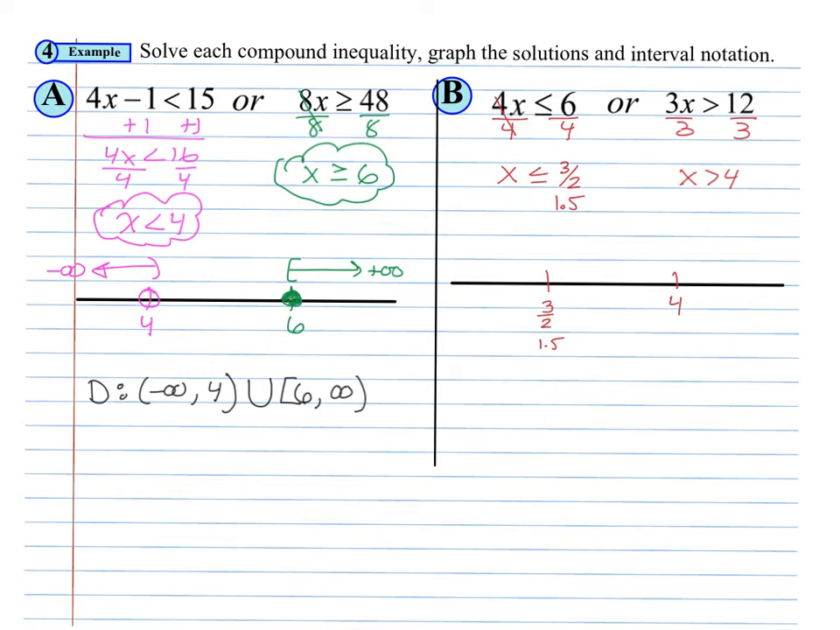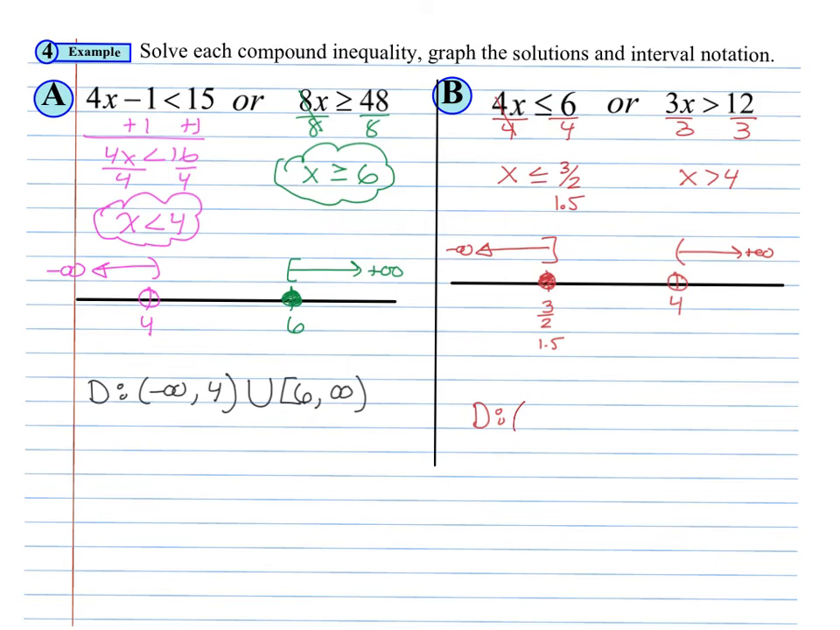1.5 has an equal, so that means it's going to be a filled-in circle. 4 has no equal, so open circle. x is less than 3/2, so that's going to go to the left side, to negative infinity. And x is greater than 4, all the numbers that are greater than 4 are to the right side, to positive infinity. And that means our domain is going to be, again, smaller numbers to bigger numbers.